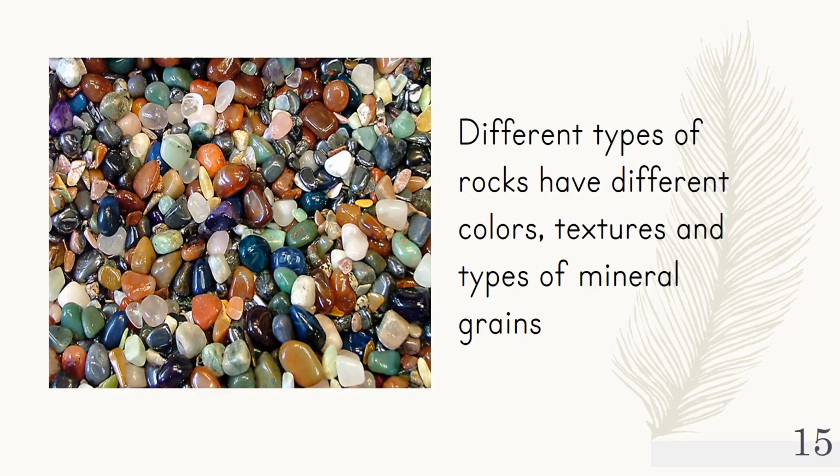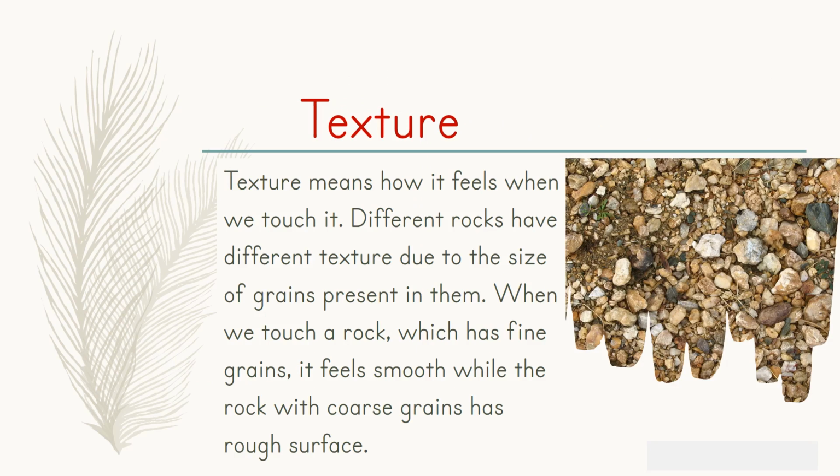Some of the rocks are shown here. Do these rocks have the same color, pattern, and texture? Or do you see the grains and layers in the rocks? No. Different types of rocks have different colors and textures and types of mineral grains on the basis of their properties. What is texture?